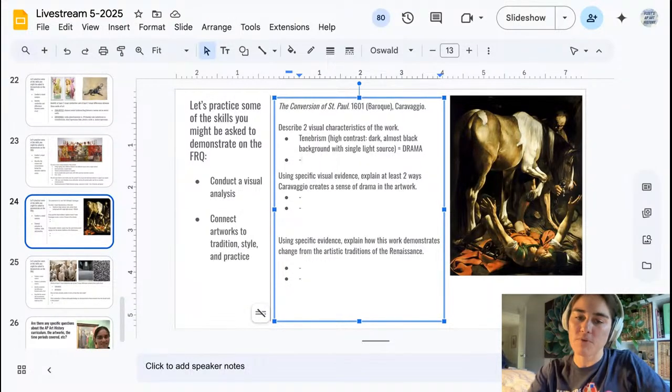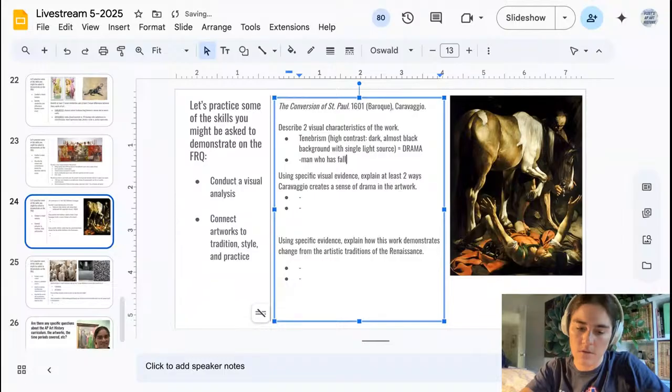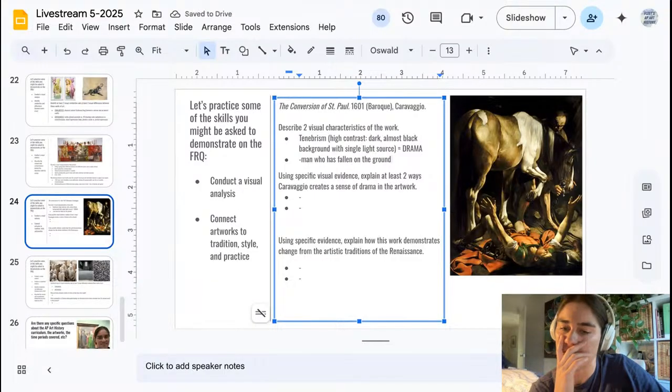Yes, we are also capturing a specific moment in time. We have this man who has fallen on the ground. And what seems to have happened to this guy?